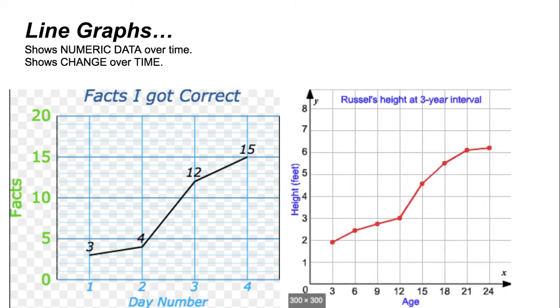This next graph is another increase that you'll see, and it's Russell's height at a 3-year interval. The time in this one is not by the day. If you look at the horizontal axis, it's by years, and it's a 3-year period. You notice there wasn't much growth in the beginning of his age, but between age 12 and 15, there was a very large increase in height during a growth spurt. And then by the time he was 21 and 24, it leveled off, and there was little height growth again. The line graph is showing a change in height over a period of time.